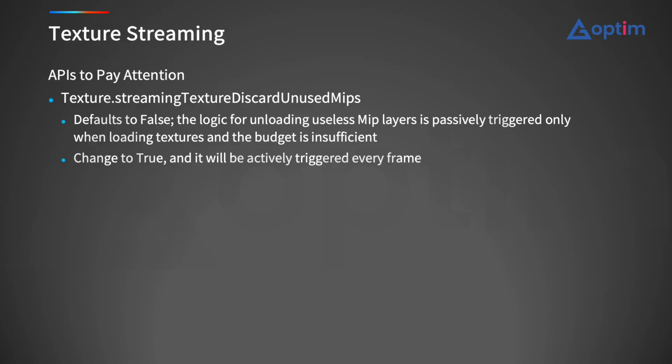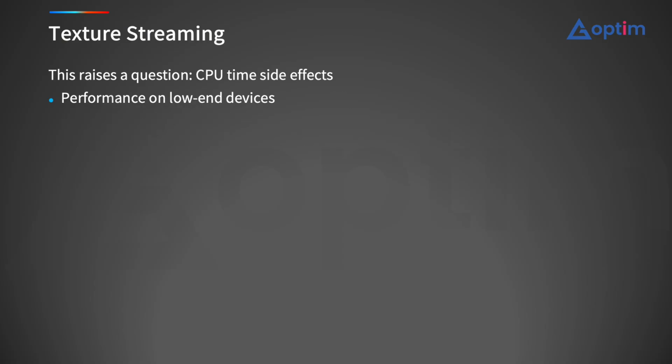If you set this parameter to true, MIP evaluation may occur every frame, but this introduces a trade-off. On low-end CPUs, texture streaming itself may become a performance cost. In some extremely low-tier devices, continuous streaming evaluation can consume 1 to 2 milliseconds per frame. In such cases, optimization becomes counterproductive. For very low-end hardware, sometimes a more aggressive strategy is better. That means using smaller textures directly and simplifying asset design. For those devices, a hard cutoff strategy may actually be more efficient.